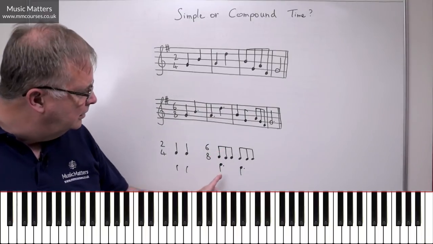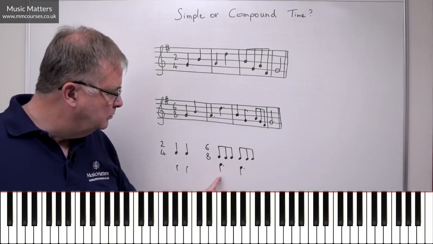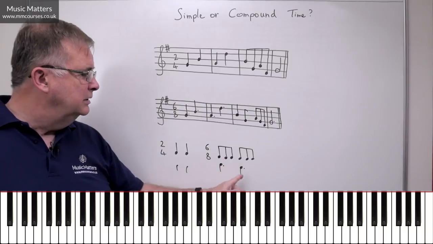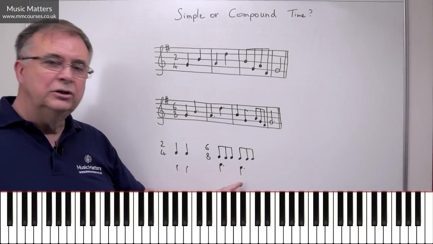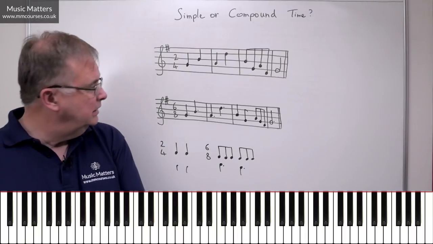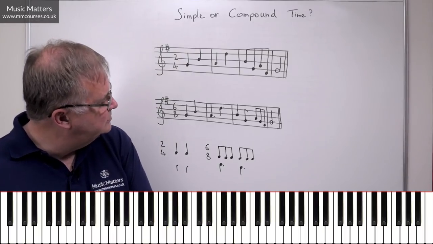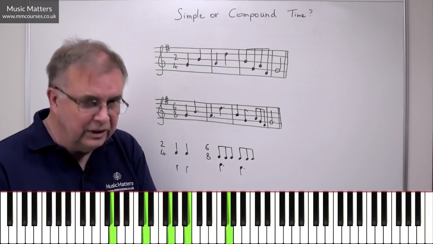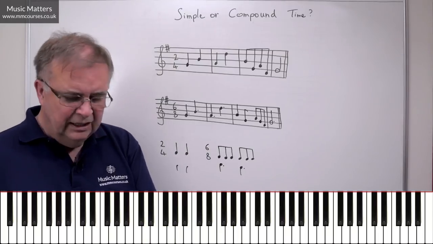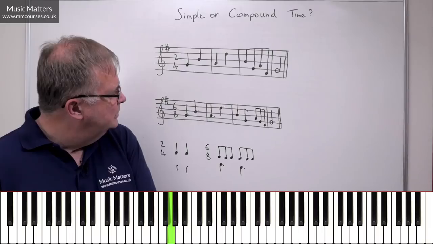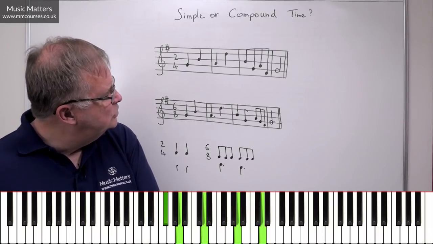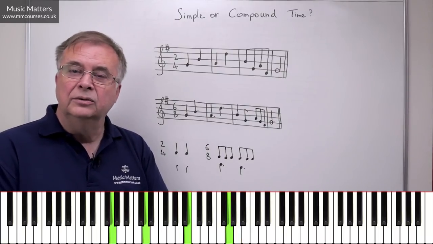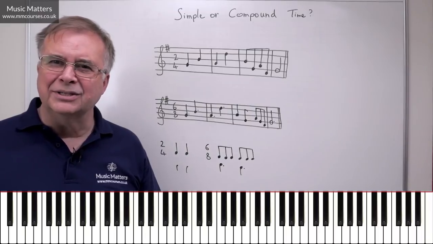So I'm thinking 1, 2, 3, 4, 5, 6, 1, 2, 3, 4, 5, 6. So I hear two beats, but 1, 2, 1, 2. But here those beats are dividing into three. 1, 2, 3, 4, 5, 6. Put it another way. 1, 2, 1, 2, 1, 2, 1, 2. And suddenly it makes more sense, doesn't it, to count it in two.